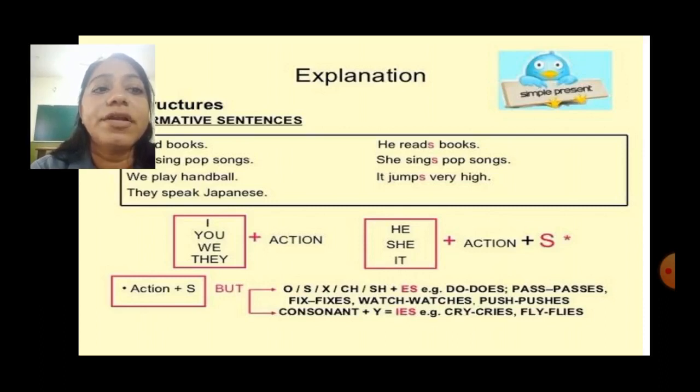Push, pushes. And when it ends with consonant plus y, we will remove y and we will add ies. For example, cry. It ends with y and it has a consonant before y. So we will remove y and we will write it cries. Fly, flies.